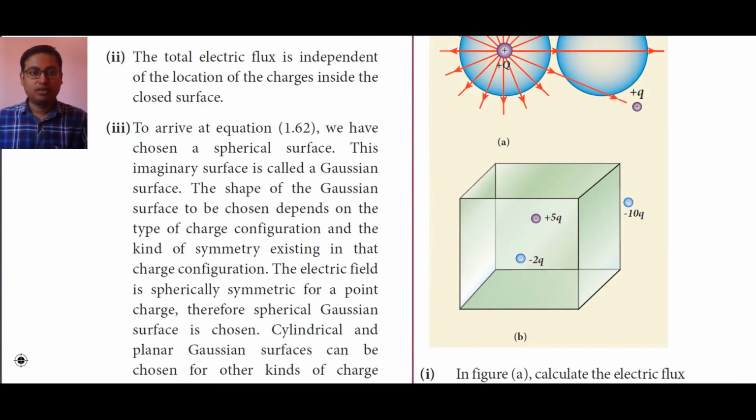Okay, so number 2, the total electric flux is independent of the location of charges inside the closed surface. Suppose you have any closed surface of arbitrary shape. Even if the charge is here, or at the center or at any other place, the total electric flux through this arbitrarily shaped region will always be the same, that is q by epsilon naught.